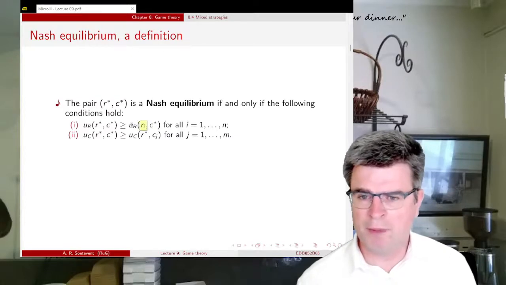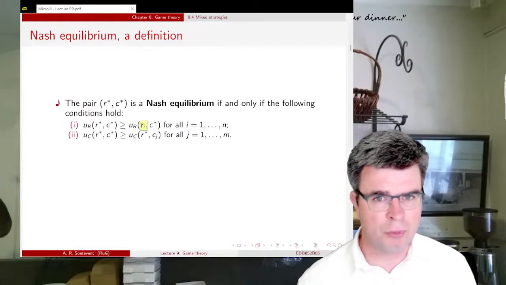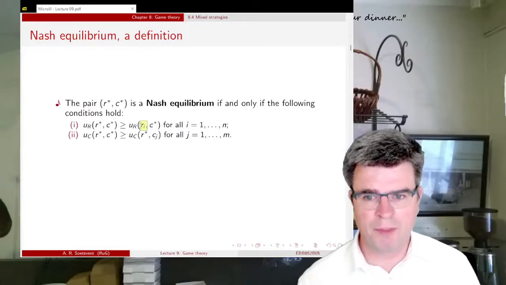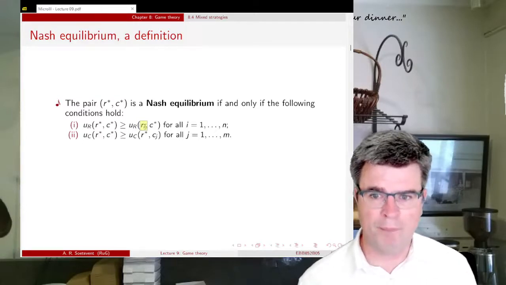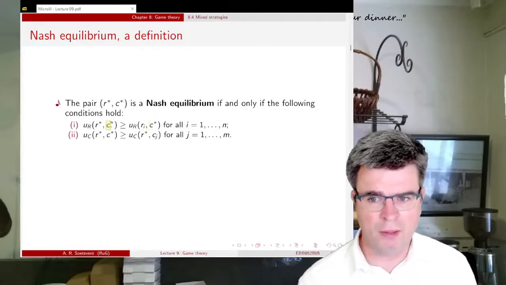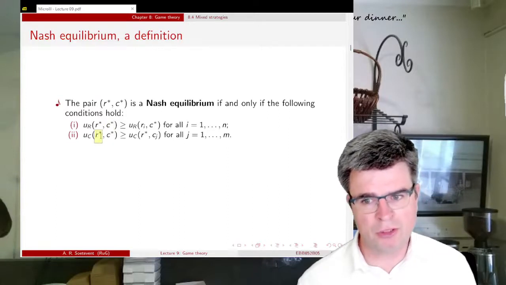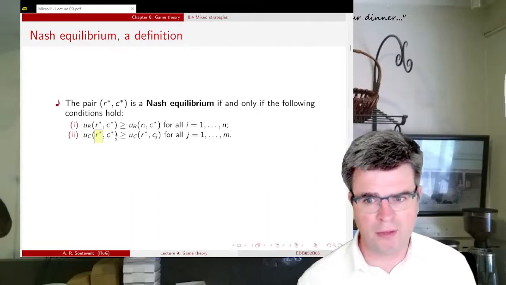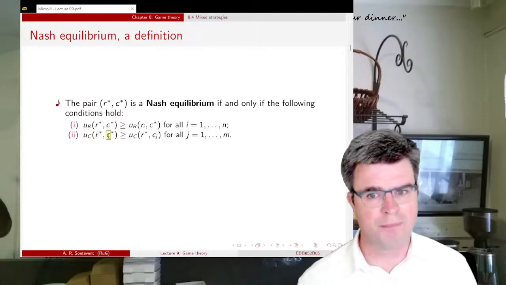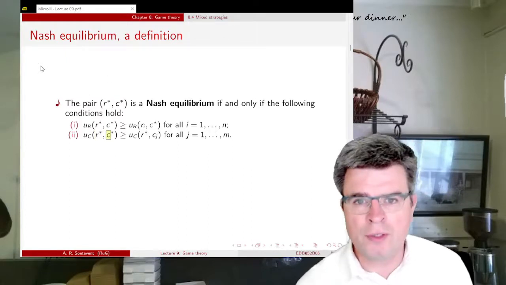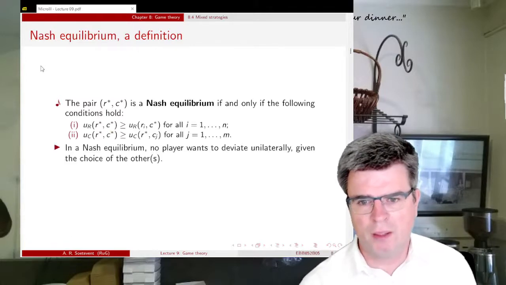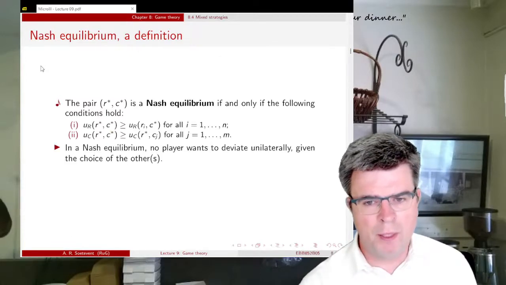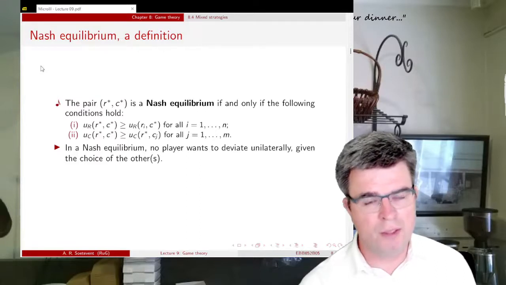So the row player cannot attain a higher payoff if he chooses, instead of the equilibrium strategy R star, the action RY, given that the column player plays C star. And the same holds for the column player. Given that the row player plays R star, there's no way that the column player can do better by playing another strategy CJ than C star. So this is the definition of a Nash equilibrium. So no player wants to deviate unilaterally given the choice of the others.